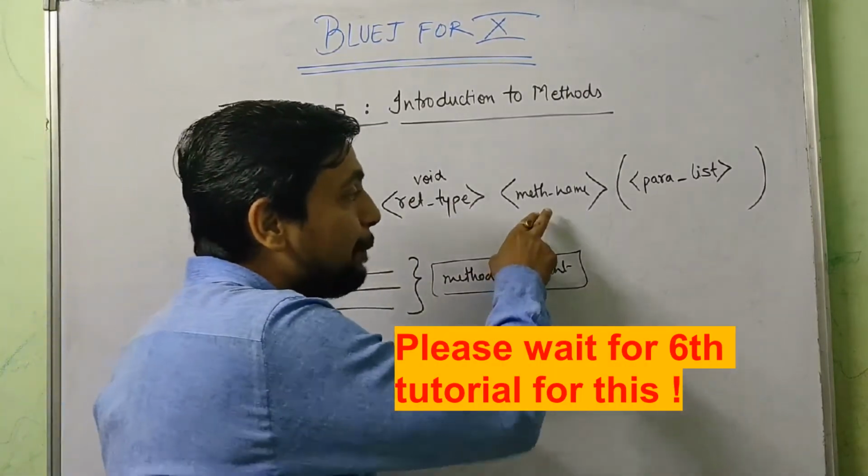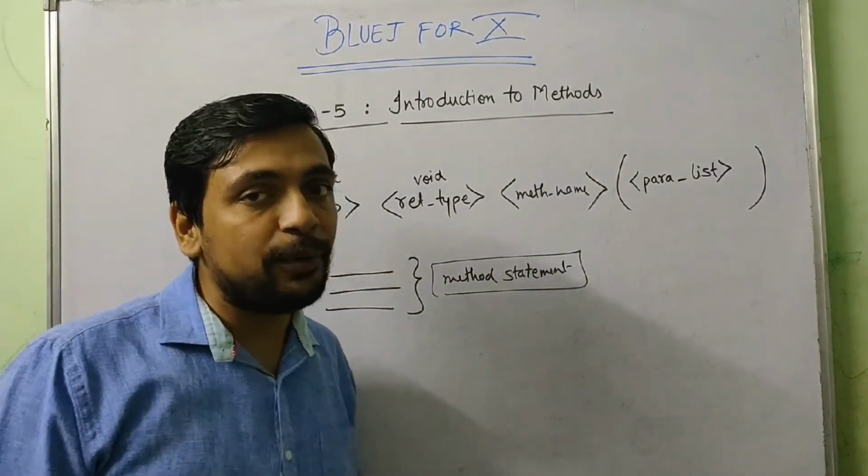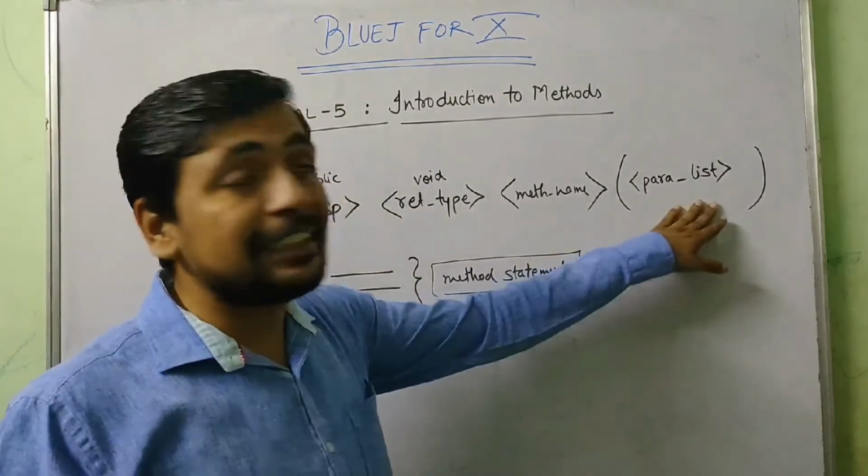Now what is a method name? Method name is an identifier, because you are creating a method. Any name you can provide over there, whatever name you want to give. Okay, parameter list, keep it blank.